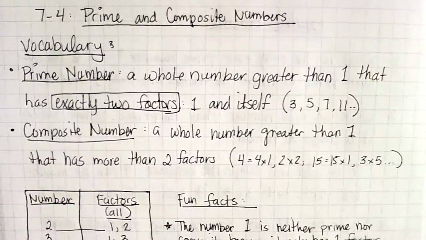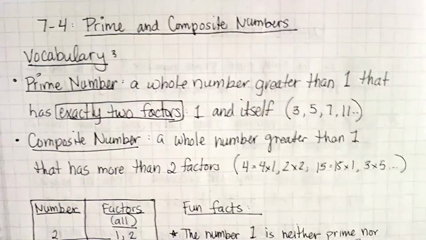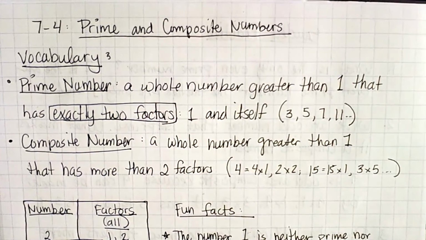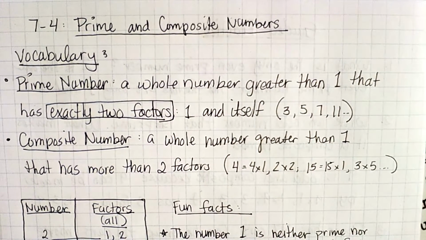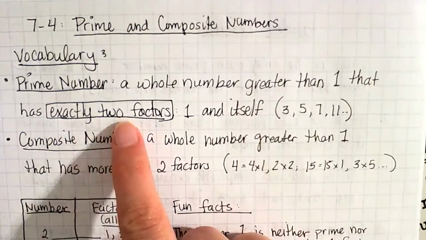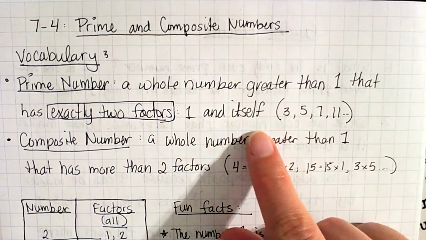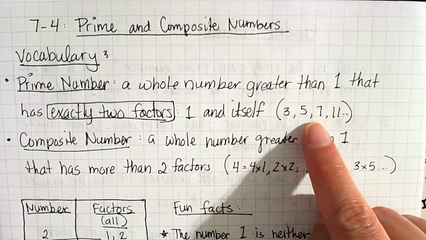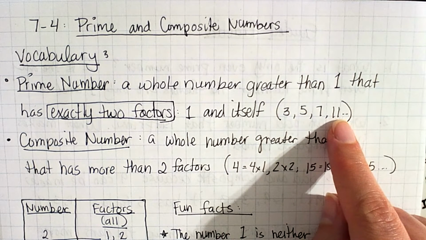All right, let's get into our notes. Now over here at the top, I've put our vocabulary. Of course, we've got our title. So we have the definition of prime numbers and the definition of composite numbers. Remember, we said a prime number is a whole number that's greater than 1 and has exactly 2 factors, 1 and the number itself. So 3 is a prime number, 5 is a prime number, 7, 11, these are all prime numbers.